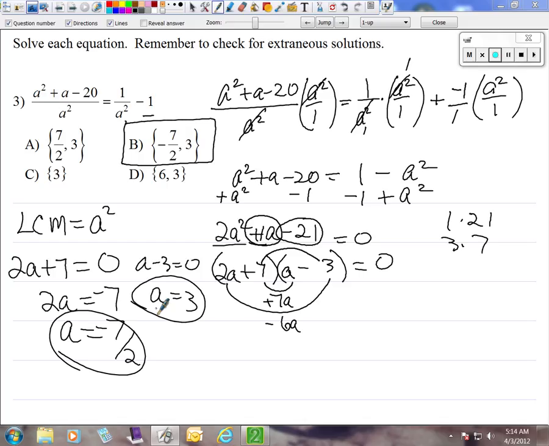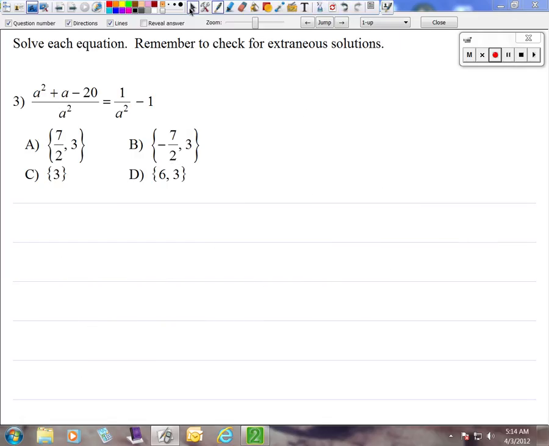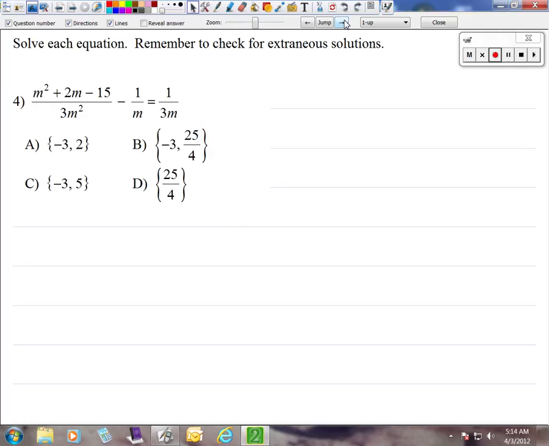All right, I want you to try number 4. You need to try the next problem as I change it here. Try number 4, and I'm going to ask you to pause your video right now. Pause your video, try number 4, pick an answer. When you're ready to see how it's worked, start your video again.